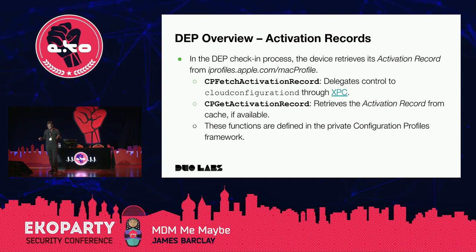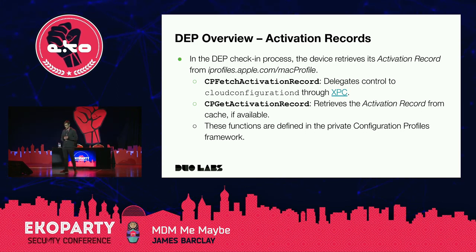So I'm going to talk a little more about activation records. During this DEP check-in process, the device is going to retrieve this activation record from this URL, iprofiles.apple.com/macprofile. The two functions responsible for this are CPFetchActivationRecord and CPGetActivationRecord. CPFetchActivationRecord actually retrieves the activation record over the network, and it delegates control to cloudconfigurationd through XPC, which is an interprocess communication protocol defined by Apple. And CPGetActivationRecord just retrieves it from the cache. Both of these functions are present in the private ConfigurationProfiles framework.